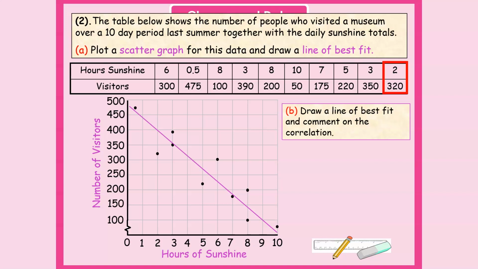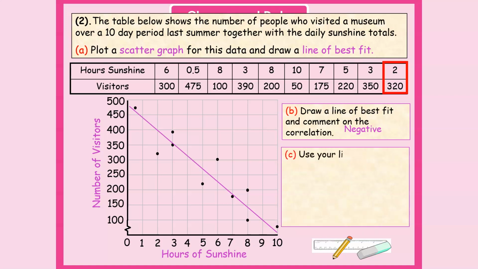So comment on the correlation or the relationship: it's negative. As the number of hours of sunshine increases, the number of visitors decreases, which is obviously because the more sunshine you have, the more reason for people to be outside.